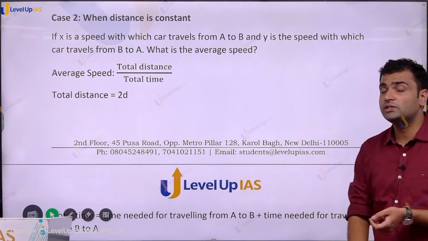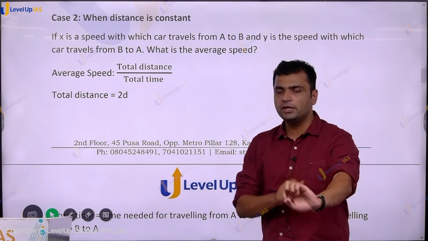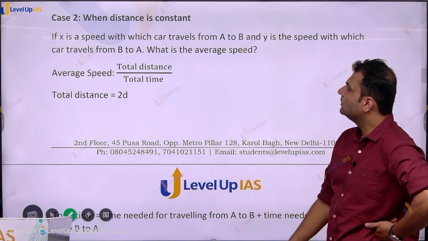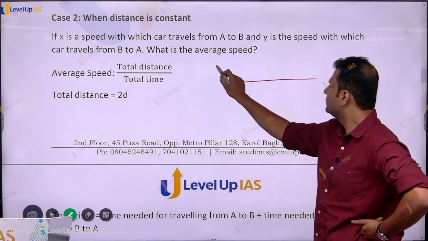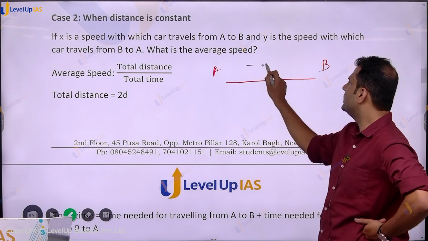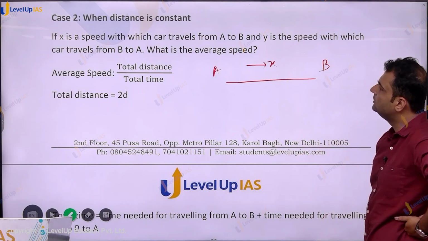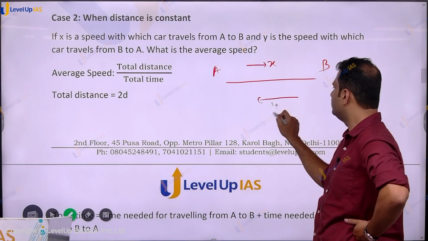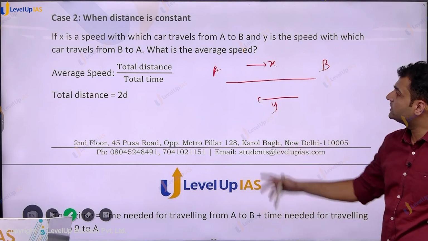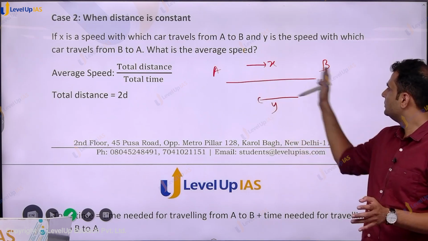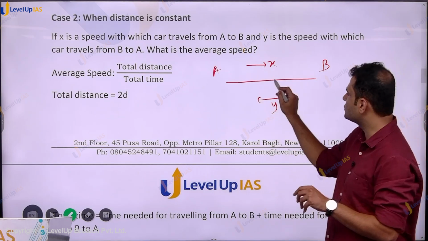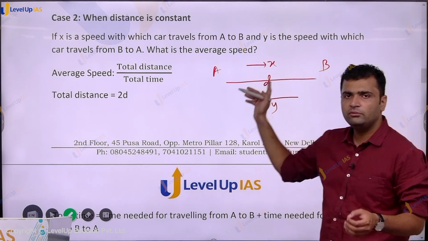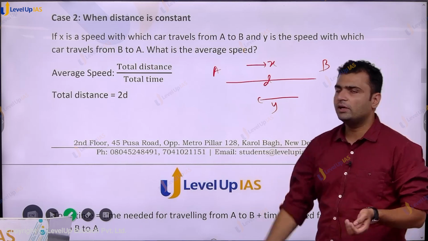Next is when the distance is constant. So here it is slightly counterintuitive. Here we have distance constant. So if x is the speed with which the car travels from A to B, we are traveling at the speed of x, and y is the speed with which we return from B to A. So here distance is constant. Distance from A to B is the fixed distance. Let us call it d. So A and B are d distance apart. Onward journey, we are traveling with x speed. Return journey, we are traveling with y speed.